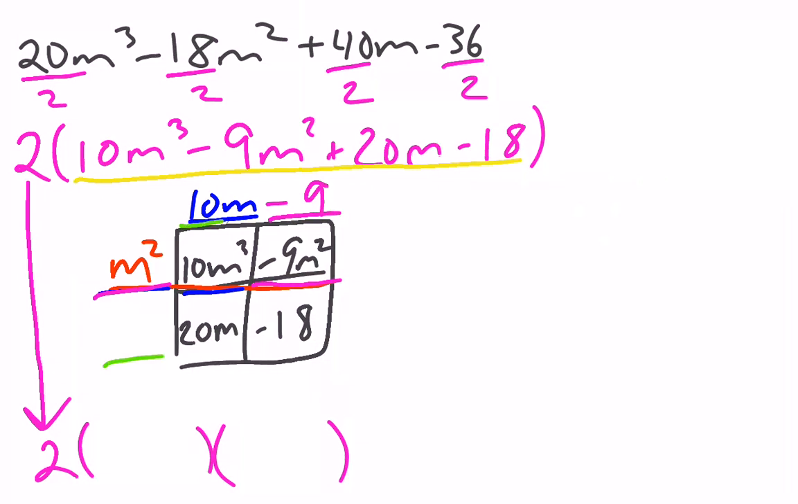Move to the bottom. What do I multiply to 10m to get 20m? 2. And then check. 2 times negative 9 does give me negative 18. So I know I don't even have a question in my mind. I got the answer right. So m squared plus 2 times 10m minus 9. Now that wasn't the longest problem in the world, but you see why I already had that 2 down? Because once again, by the time you're done doing the box, you've kind of forgotten about that too.